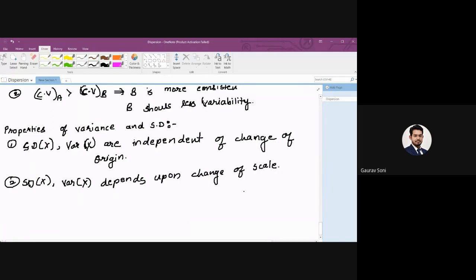And how does it depend upon the change of scale? Initially, the original variable is x, so I'll take u is equal to xi minus a by h, then sigma x is equal to h into sigma of u.